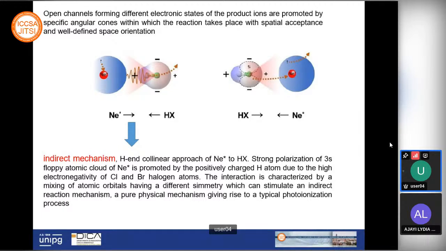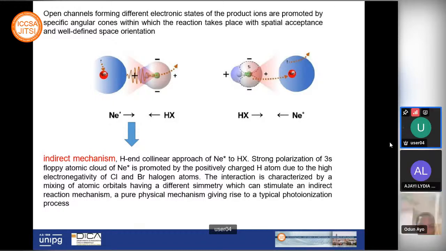We have open channels which form different electronic states of the product ions, and they are promoted by specific angular cones within which the reaction takes place, with spatial acceptance and defined orientation. We have the indirect mechanism, the classic physical mechanism, in which we have a collinear H-end approach of Ne* to the HX. This interaction is characterized by a mixing of atomic orbitals with different symmetry, and that's one reason that stimulates this mechanism.